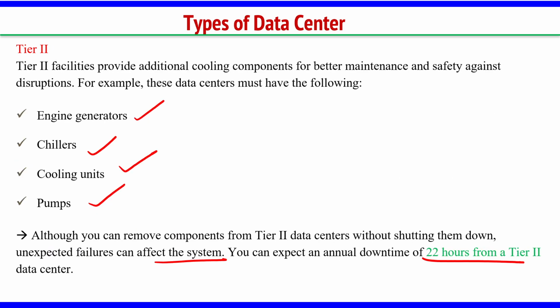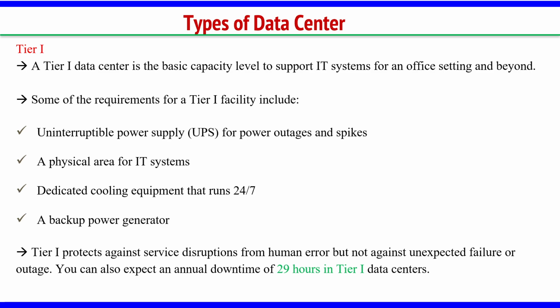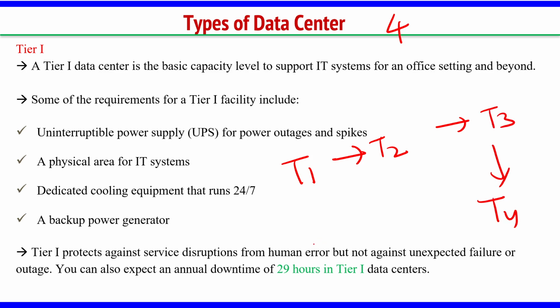Let's talk about different types of data centers. There are basically four types of data centers available, and it's all increasing. Type 1 is a basic model, then we have type 2, the better version, on top of that there is another better version, and finally we have tier 4. So different versions of data centers are there.